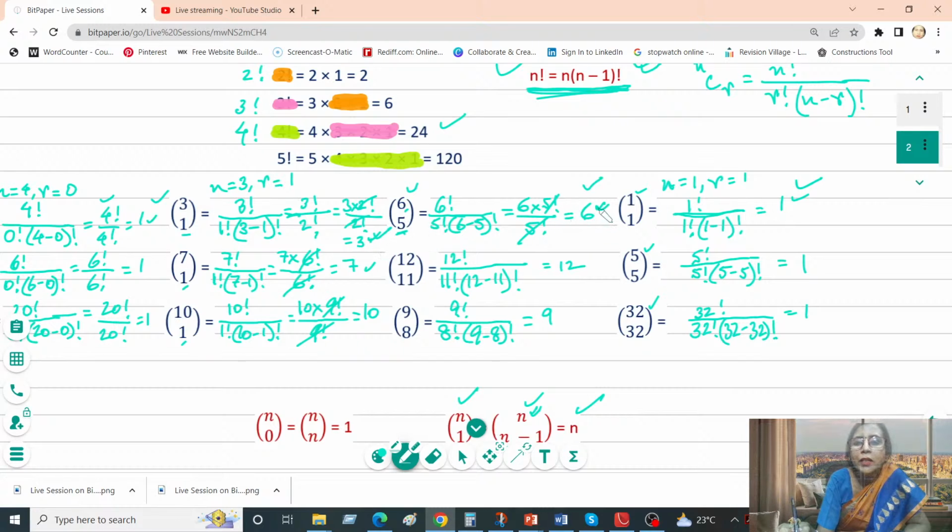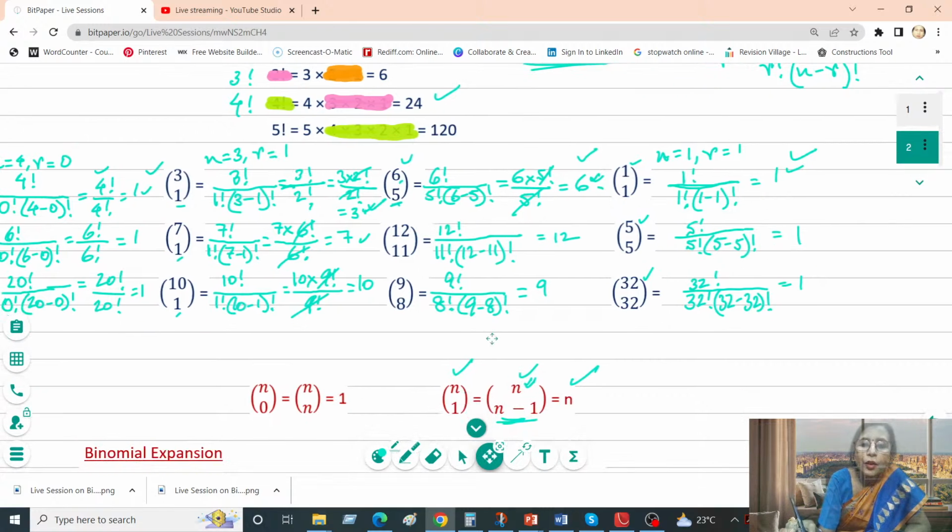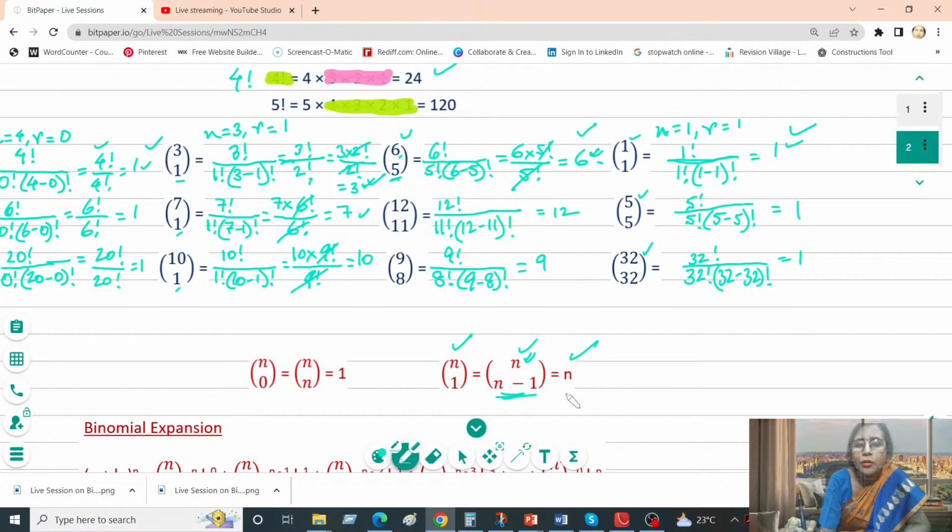I am marking 3 over here and 6 over here. They don't match because the n values don't match. But the second term's coefficient should always be equal to the second last term's coefficient, and that will be equal to n. Clear? So you don't have to calculate the first term's coefficient, the last term's coefficient, the second term's coefficient, the second last term's coefficient. So you see, you are saving time. Okay?